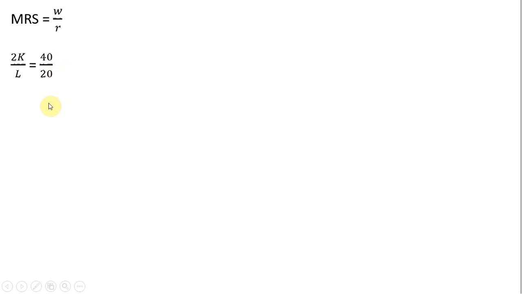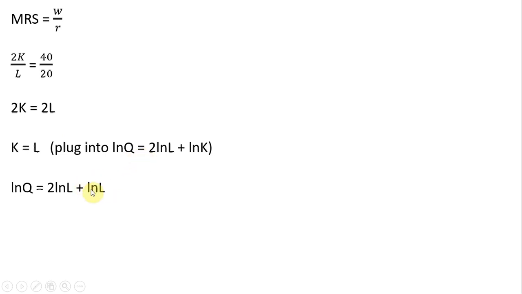And now we're going to simplify this. 40 divided by 20 is 2, and then multiplying both sides through by L, we get 2K equals 2L. In other words, K equals L. The next step is I'll plug this result into our production function. So where I see K, I will now plug in L. After all, K equals L.